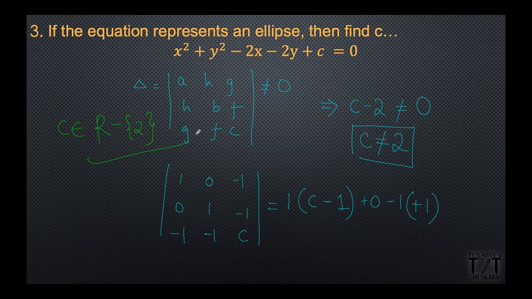So with the help of discriminant, we found the value of C in this type of question. So guys, this is it from this tutorial. I hope you enjoyed it, and I hope you learned how to solve questions related to non-degenerate conic, or how to identify the nature of a conic.